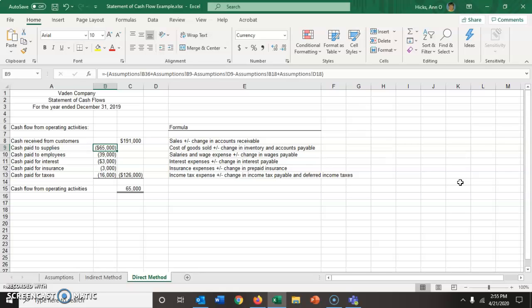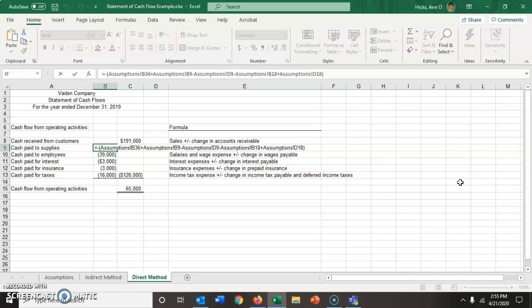Cash paid to suppliers is going to be a function of cost of goods sold. Remember, a change in inventory impacts cost of goods sold, so that will be taken into consideration. Plus, we need to take into consideration a change in accounts payable, because that would determine how much of this cost of goods sold or purchase of inventory would have actually been paid out in cash.